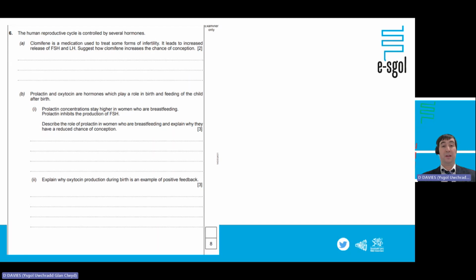Okay, so prolactin, less FSH. What implications does that have? What does that mean? Okay. Explain why oxytocin production is an example of positive feedback. Okay, so like I've said, more of that means more.